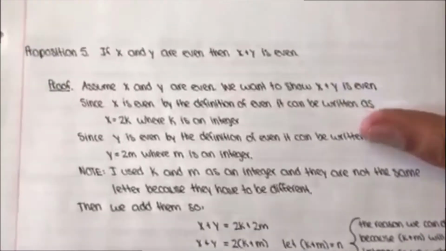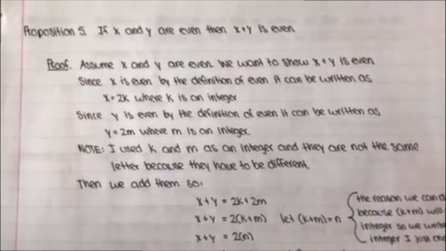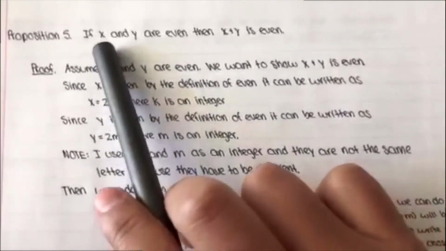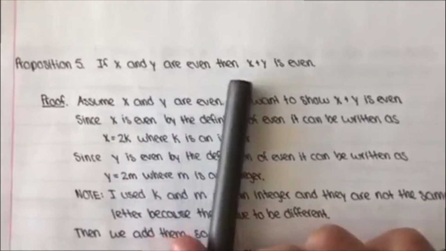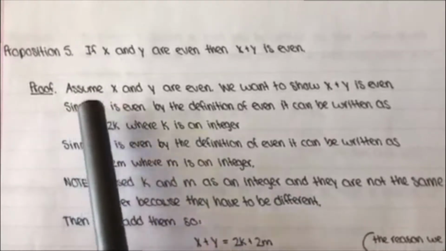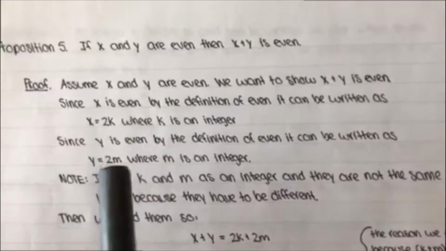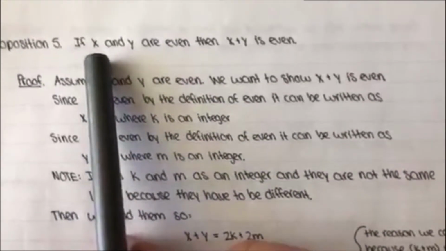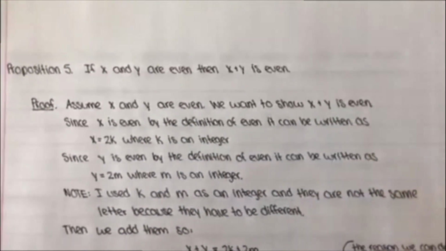We will now do another proposition, proposition 5. This one is trickier. It says, if x and y are even, then x plus y is even. So here's our proof. We have to assume A and then show what we want for B. So our assume part, A, would be this part. x and y are even. So assume x and y are even. We want to show x plus y is even.